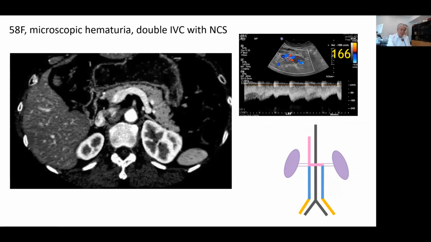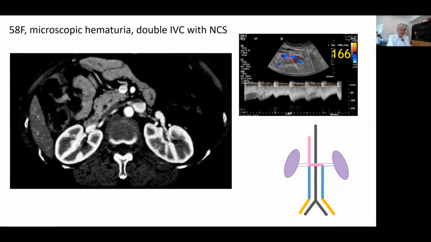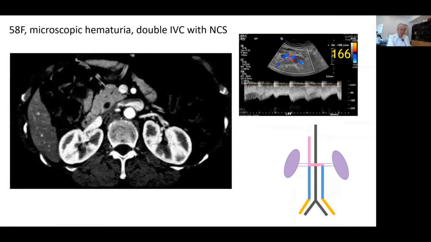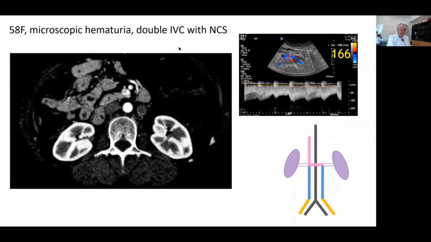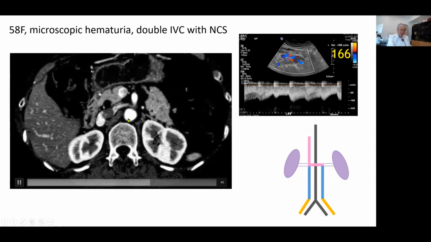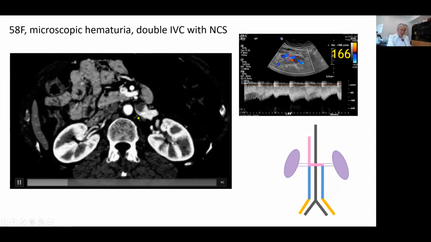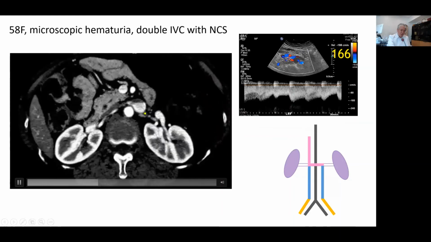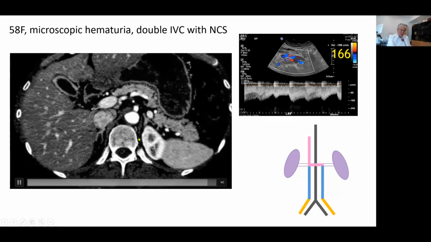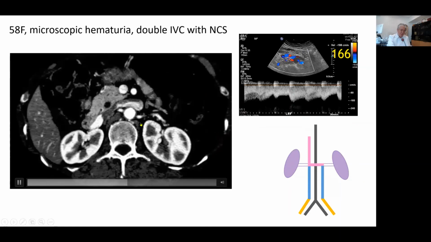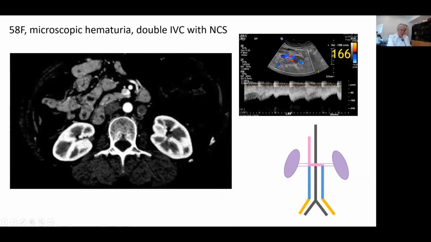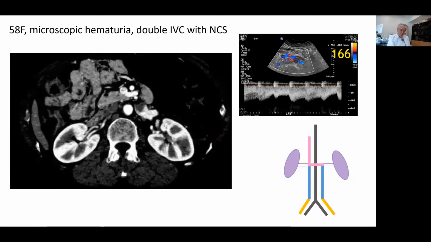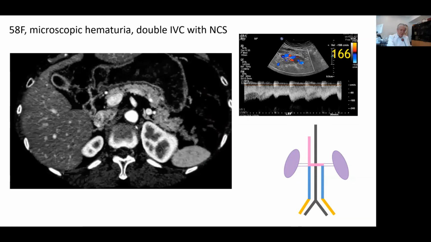Another example of double inferior vena cava with functional Nutcracker in a 58-year-old woman with microscopic hematuria. CT shows bilateral inferior vena cava, and we clearly see the flow of contrast opacified blood from the left kidney together with non-opacified blood from the left side of the vena cava. And the Nutcracker phenomenon is confirmed with spectral Doppler ultrasound with a peak flow velocity of 166 centimeters per second.